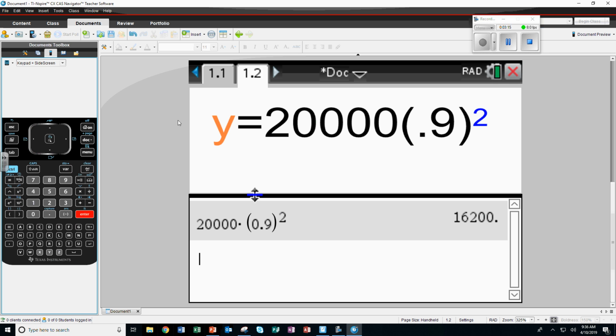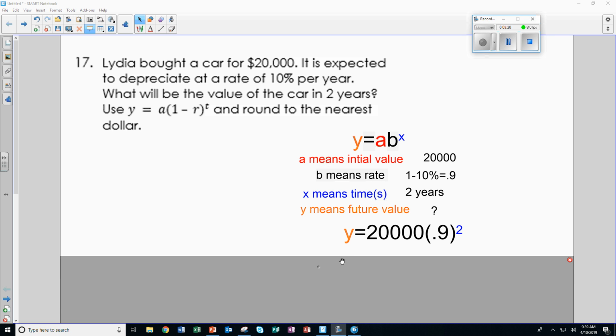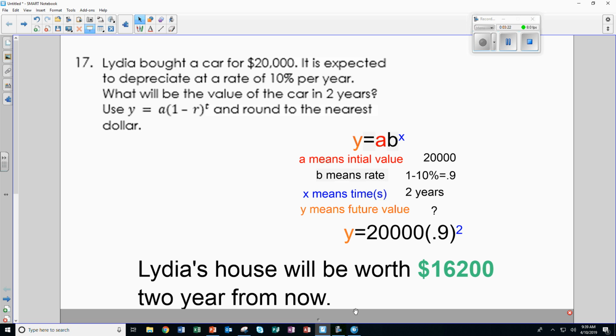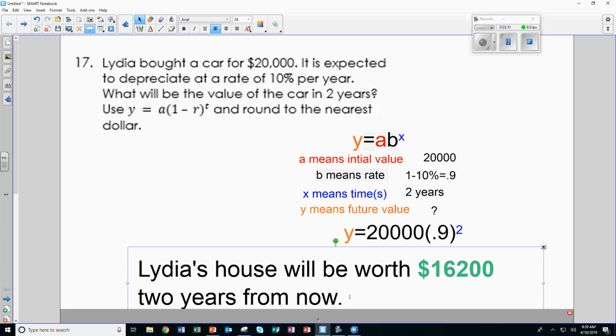16,200. So going back, Lydia's car will be worth $16,200 2 years from now. And that's exponential decay.